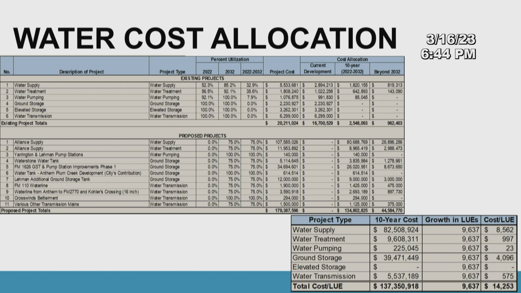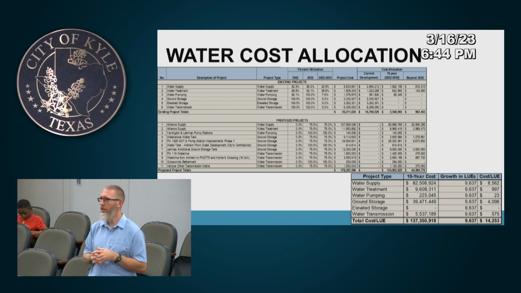And at its core, basically what we're doing here with an impact fee, it's not necessarily rocket science, is we take those costs and we divide it by the growth in LUEs, and then that comes up with our cost per LUE for each one of these different asset types. So certainly on the water side, the city's two biggest costs over the next 10 years are going to be in water supply and additional ground storage.